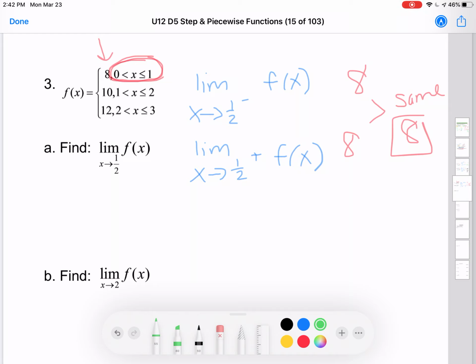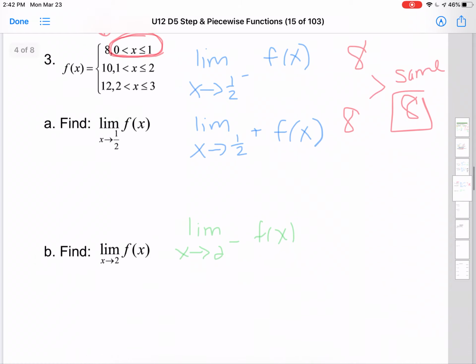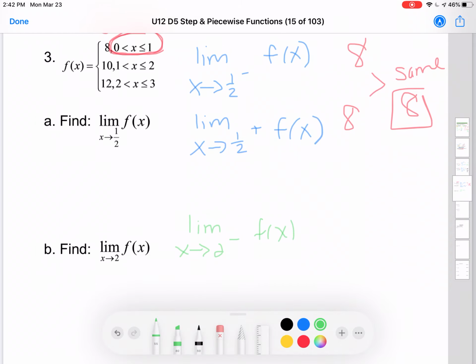Okay, let's chart part B. So the limit as x approaches 2 from the left of f of x, and the limit as x approaches 2 from the right of f of x. All right, so let's just find the appropriate domain again. So if we're looking for the limit as x approaches 2 from the left, that means we're a little bit smaller than 2. So that would be this domain. And we would get an answer of 10.